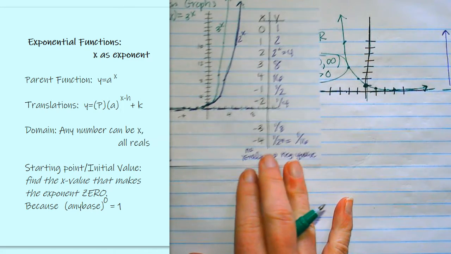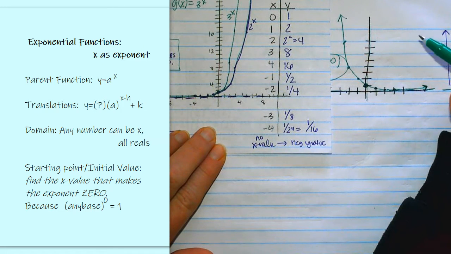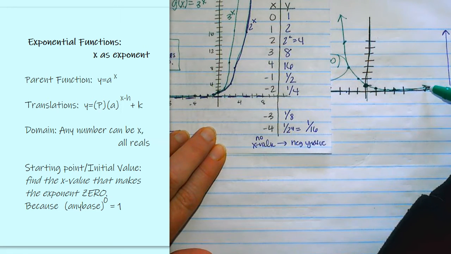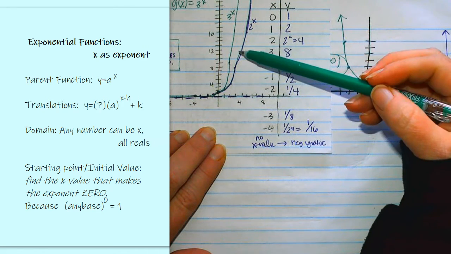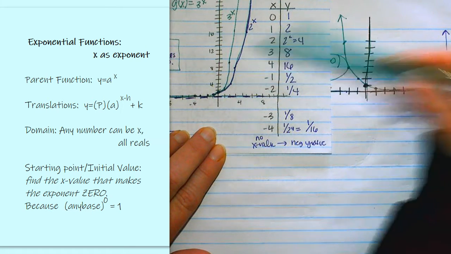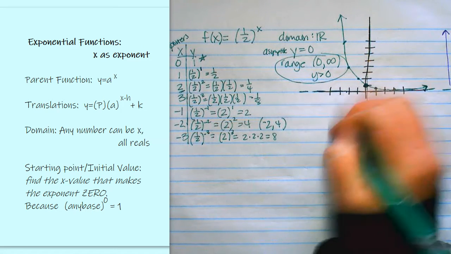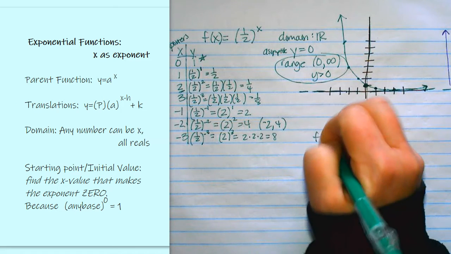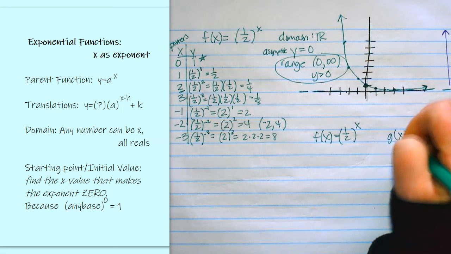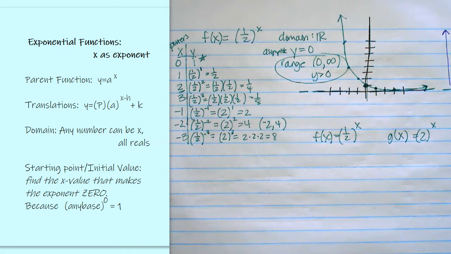There are different scales, so you can't compare them exactly, but they would have the same shape. It's just that the one for 1/2 is smaller in the negative numbers, whereas the other is larger in the negative numbers, and then 2 to the x is larger in the positive numbers. So let's review that mathematically. If we looked at f of x equals 1/2 to the x, and g of x equals 2 to the x, we could actually rewrite that with a translation.